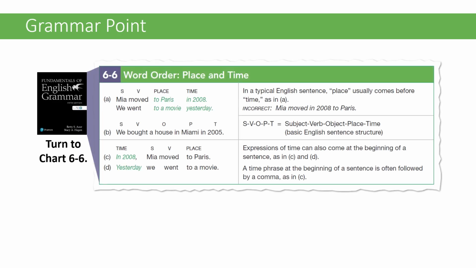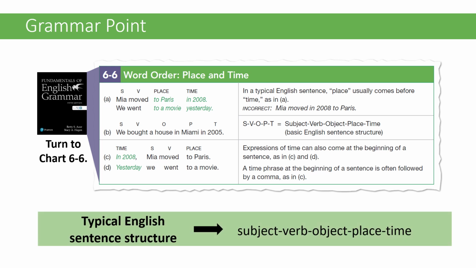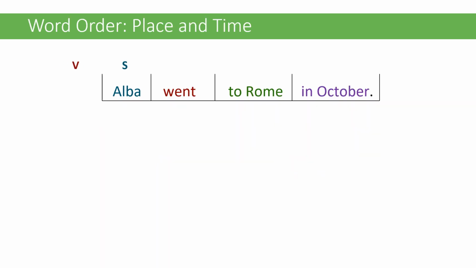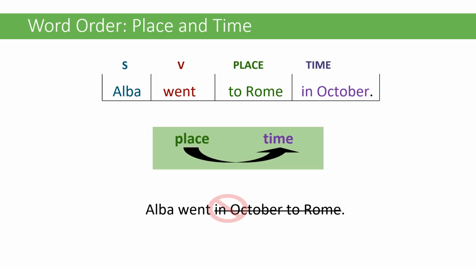So let's start with chart 6-6. The usual word order in English is subject, verb, object, place, and time. Look at the example. Alba went to Rome in October. Place comes before time. Now, this can be a challenging thing to remember, but there's a simple way to remember which comes first, place or time.